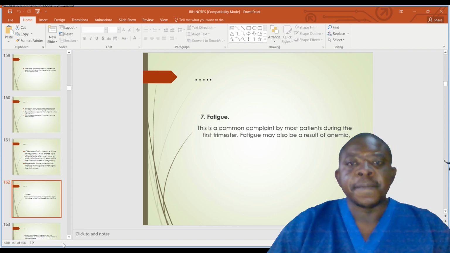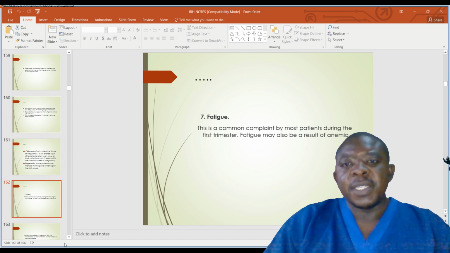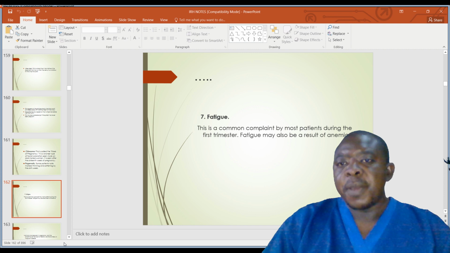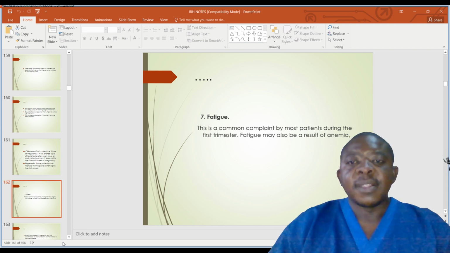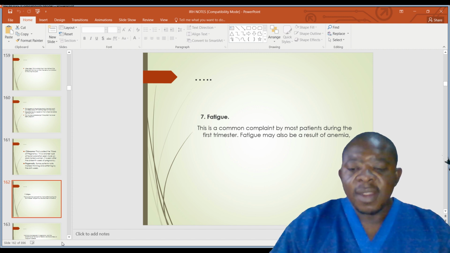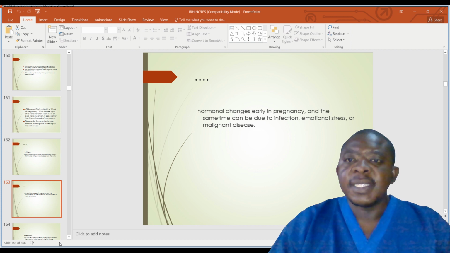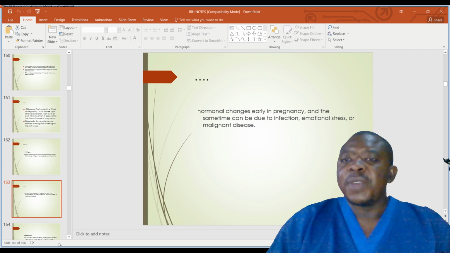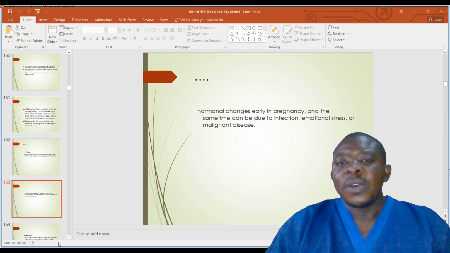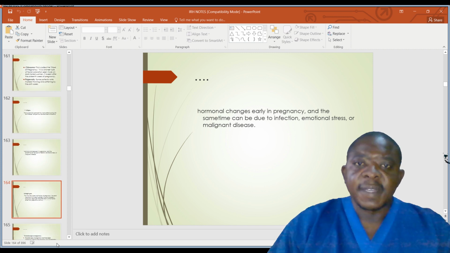Fatigue. This is a common complaint by most patients or clients during the first trimester. Fatigue may also be as a result of anemia, so that's why it is a presumptive sign or symptom. Hormonal changes early in pregnancy and at the same time may be due to infection, emotional stress, or malignant diseases. Those are some of the things that may cause fatigue.